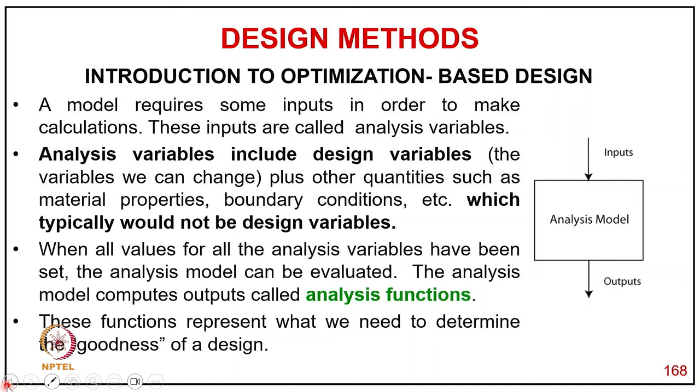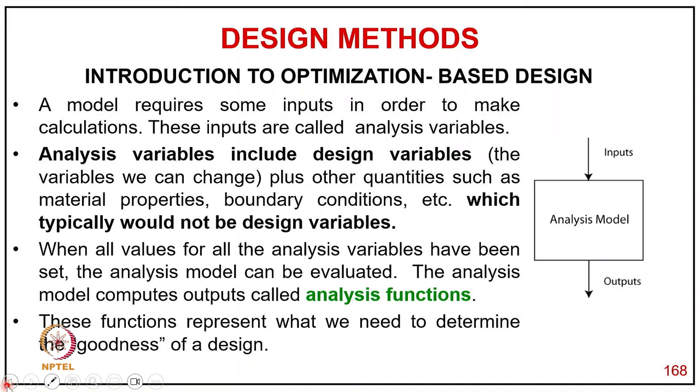So a model requires some input in order to make the calculation, and those inputs are called the analysis variables. Analysis variables include the design variables, the variables which can change, plus other quantities such as metal property and boundary condition, which typically will not be design variables because their values are fixed for a particular geometry. When all the values of the analysis variables have been set, the analysis model can be validated, and the analysis model computes the output called analysis functions.